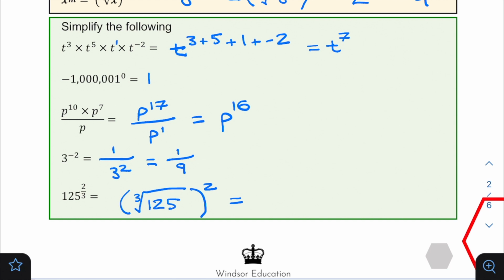And then we just simplify. So cube root of 125, we just need to think what times itself 3 times equals that. That's going to give us 5. And then because we've got the 2 on the outside of the bracket, we then need to square that answer. And 5 squared, 5 times 5, just going to give us 25.